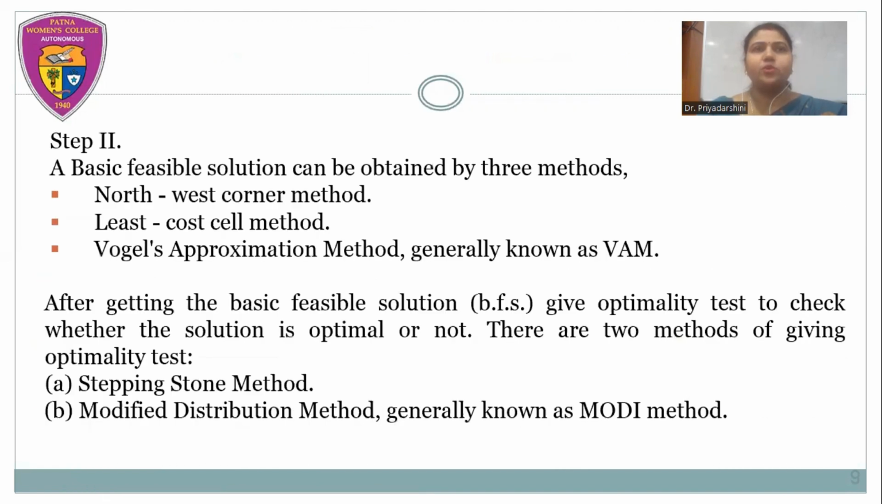In step 2, a basic feasible solution can be obtained by three methods: northwest corner method, least cost cell method, and Vogel's approximation method, generally known as VAM. After getting the basic feasible solution, give optimality test to check whether the solution is optimal or not. There are two methods of giving optimality test: stepping stone method and modified distribution method, which is known as MODI method.